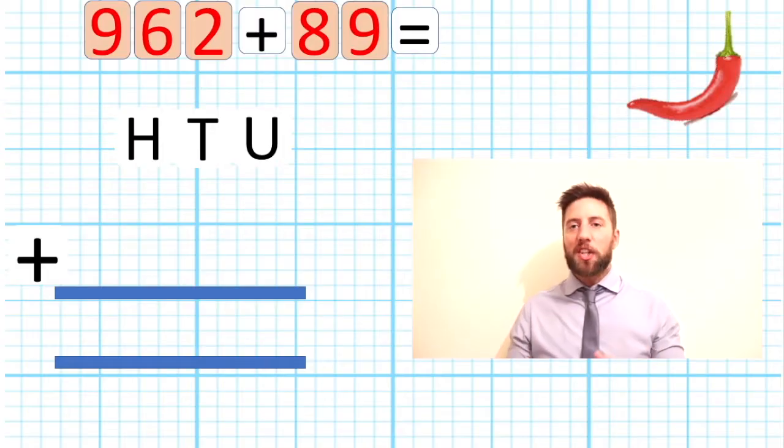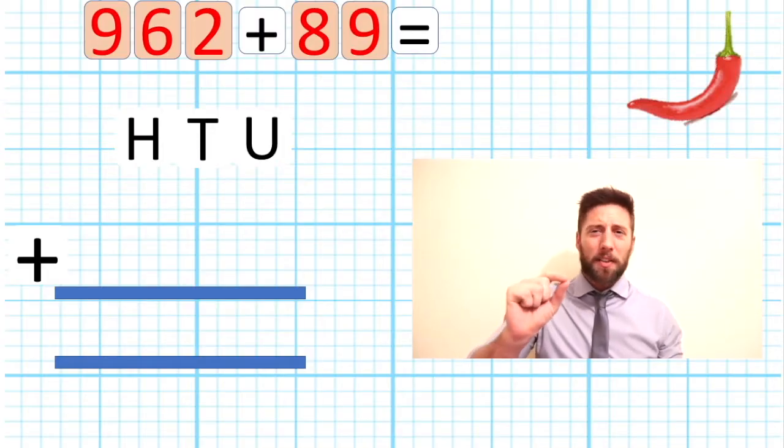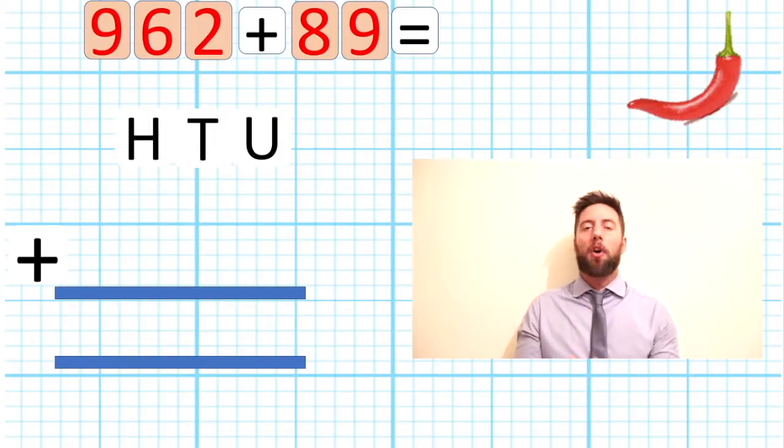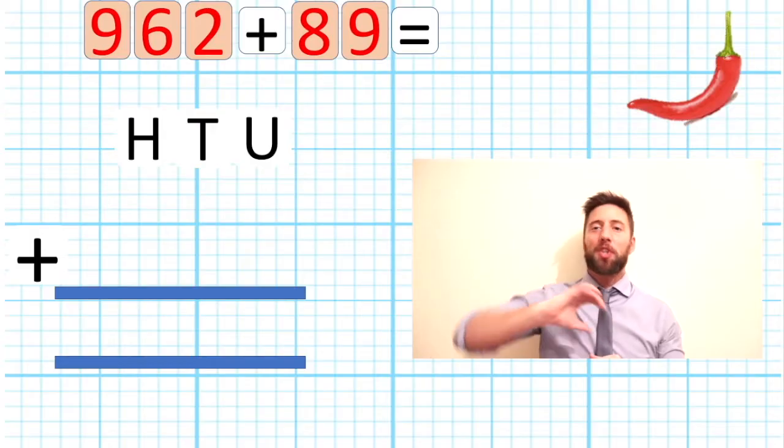Okay, red chili challenge. Now you might be thinking, Mr. Maths Hero, this looks easy. This looks just like a stage 2 question, but it's not. We have got different amounts of digits in our question. We've got 962, which is a 3-digit number, and we have got 89, which is a 2-digit number.